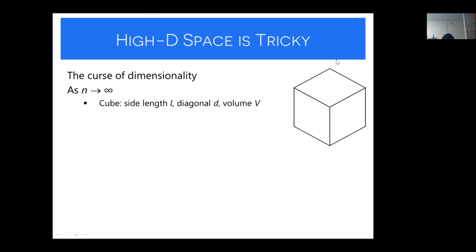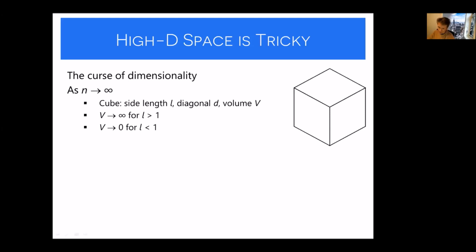So let's talk about high-dimensional objects and the curse of dimensionality, okay? When the number of dimensions goes to infinity, if you have a cube, but now it's a hypercube with n axes, with side length L, diagonal D, and volume V. When the side length is greater than 1, then the volume goes to infinity as n, the number of dimensions, goes to infinity. When the side length is less than 1, the volume goes to 0.